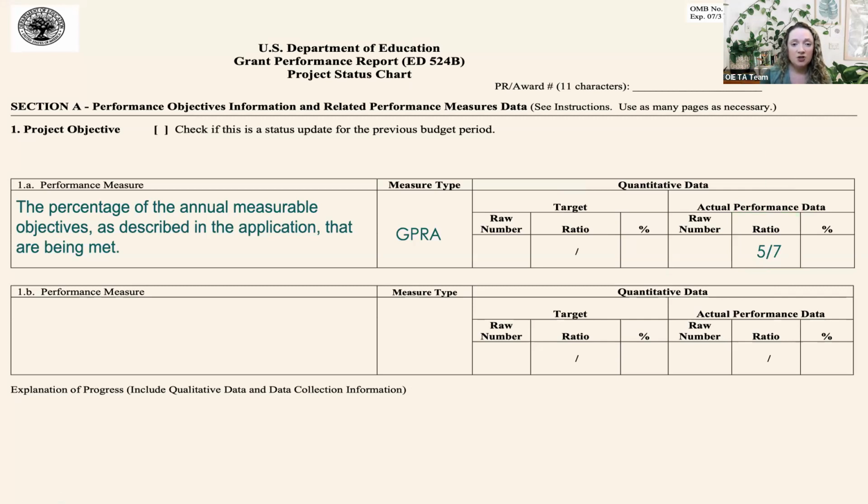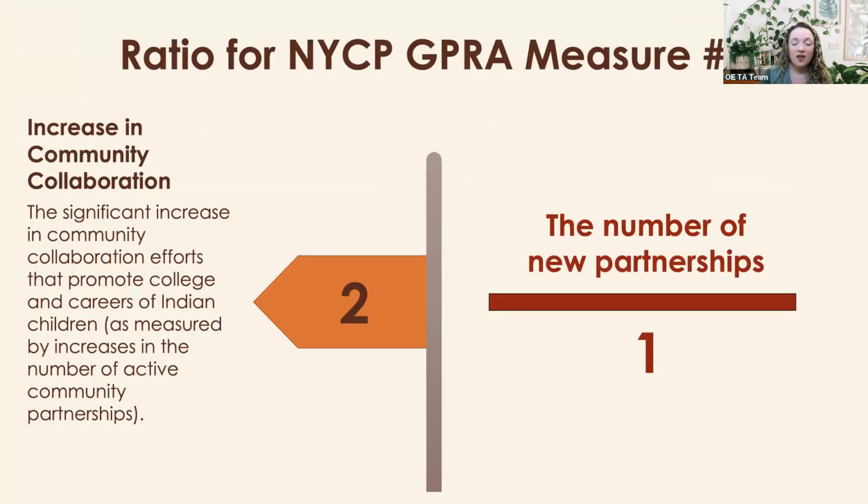Now, what about GEPRA 2? This, you're going to put the number of new partnerships over 1. Keeping in mind that we know that it is very likely that you may not have any new partnerships because your grant is in a period where you're solely working on data collection and analysis. So it is perfectly okay and acceptable if there are no new partnerships during this reporting period. But what will that look like?